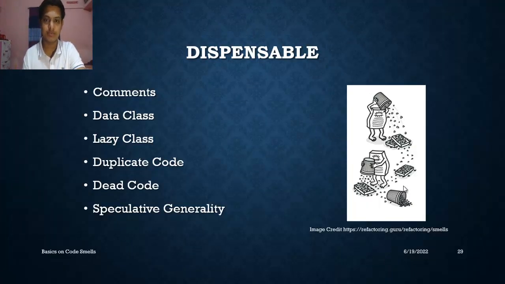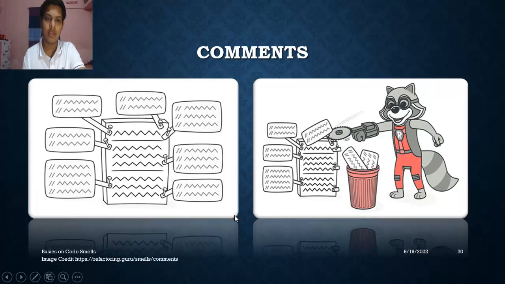Dispensables. In the dispensables, we will discuss comments, data class, lazy class, duplicate code, dead code, and speculative generality. Comments. Suppose we have code of 10 lines, but we are writing comments of 20 lines. It is not necessary. We have to reduce the comments and remove the unnecessary comments from our code.